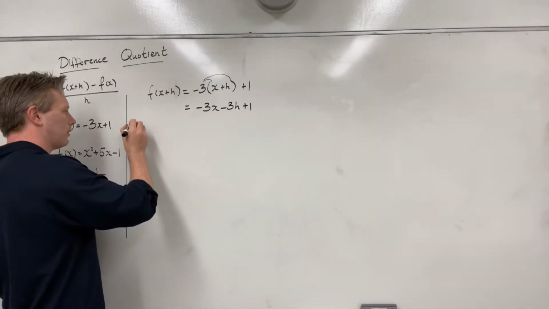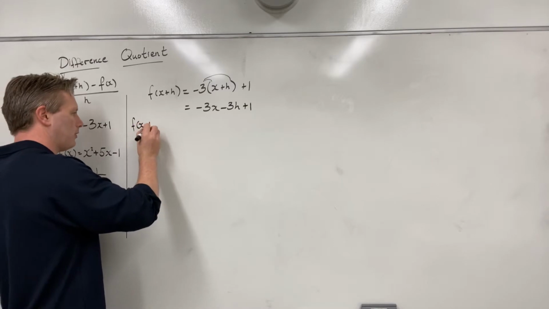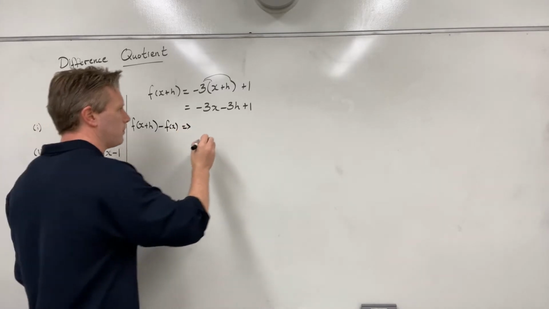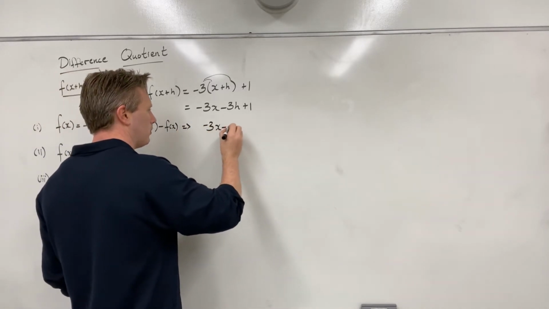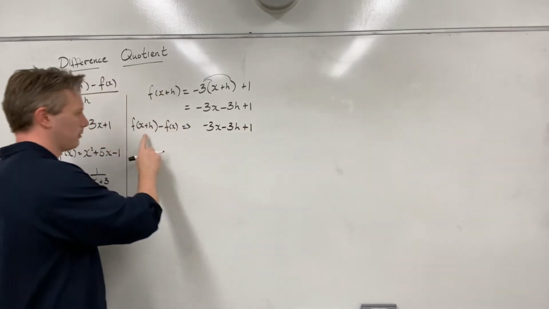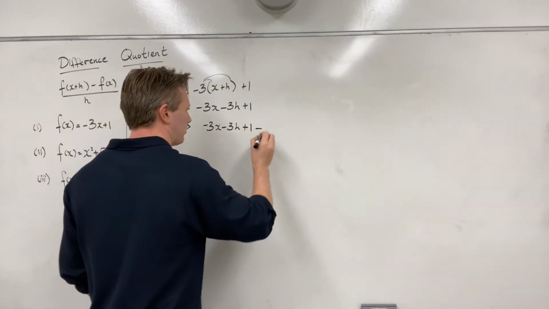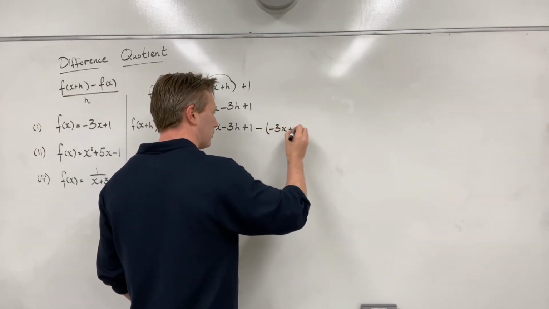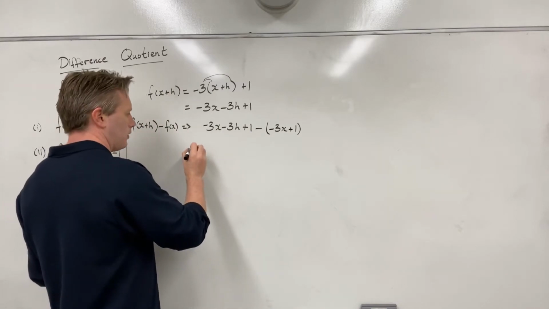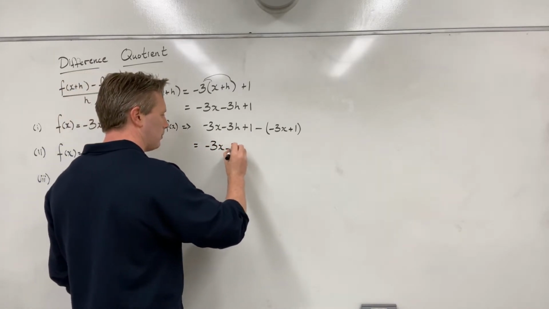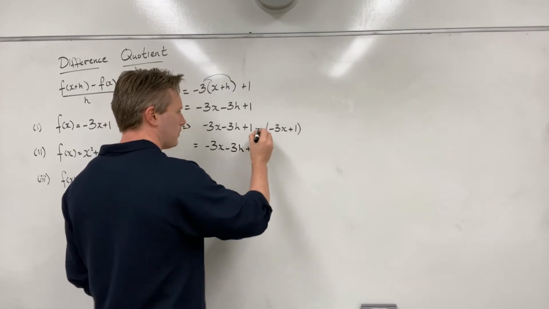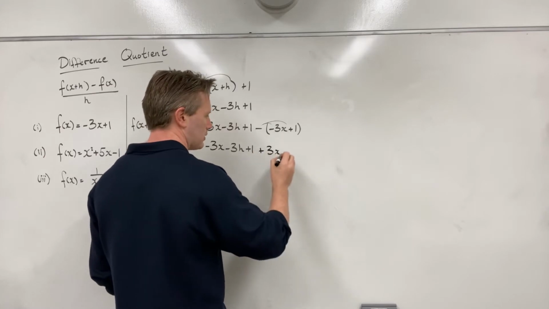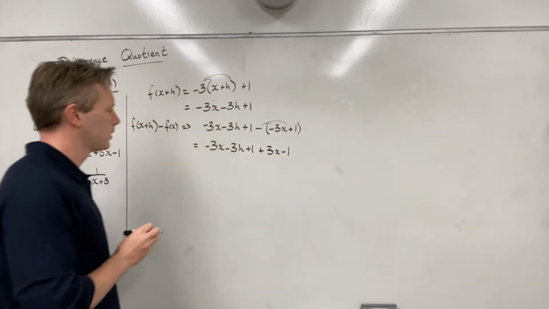Now I'm going to subtract, so I've got f of x plus h. I'm going to subtract f of x. So that will give me minus 3x minus 3h plus 1. That's my f of x plus h. And I subtract from that minus 3x plus 1. This will give me negative 3x minus 3h plus 1. Again, a minus times a minus will give me a plus 3x, and a minus 1 gives me minus 1.